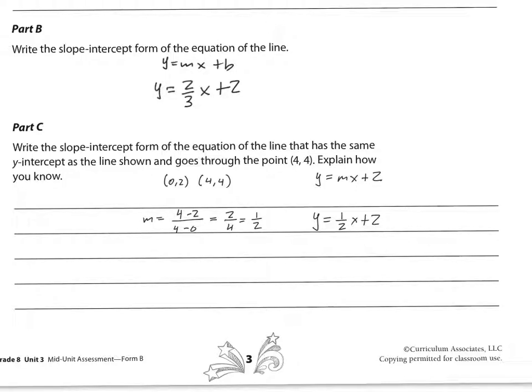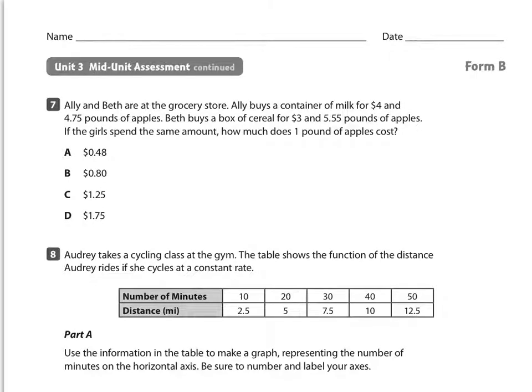Right? And that's how we're done with problem number 6. Number 7 says, Ali and Beth are at the grocery store. Ali buys a container of milk for $4 and 4.75 pounds of apples. Beth buys a box of cereal for $3 and 5.55 pounds of apples. If the girls spend the same amount, how much does 1 pound of apple cost?